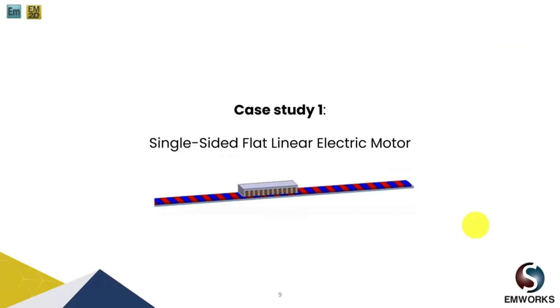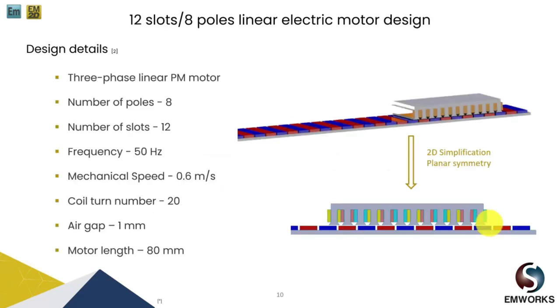So to begin with, under case study 1, we'll be analyzing a single-sided flat linear electric motor, as you can see in the animation. And here are the details. It's a 3-phase linear PM motor having 8 poles with 12 slots. We are operating it at 50 Hz frequency with a mechanical speed of 0.6 meters per second, and having a coil of 20 turns with an air gap of 1 millimeter. The overall motor length is 80 millimeters.